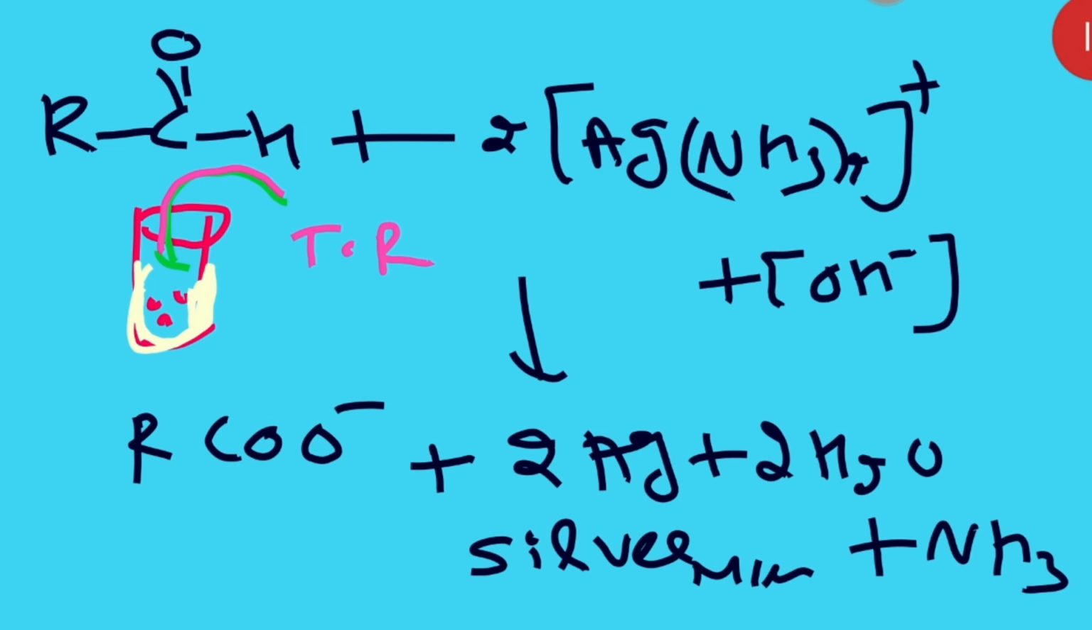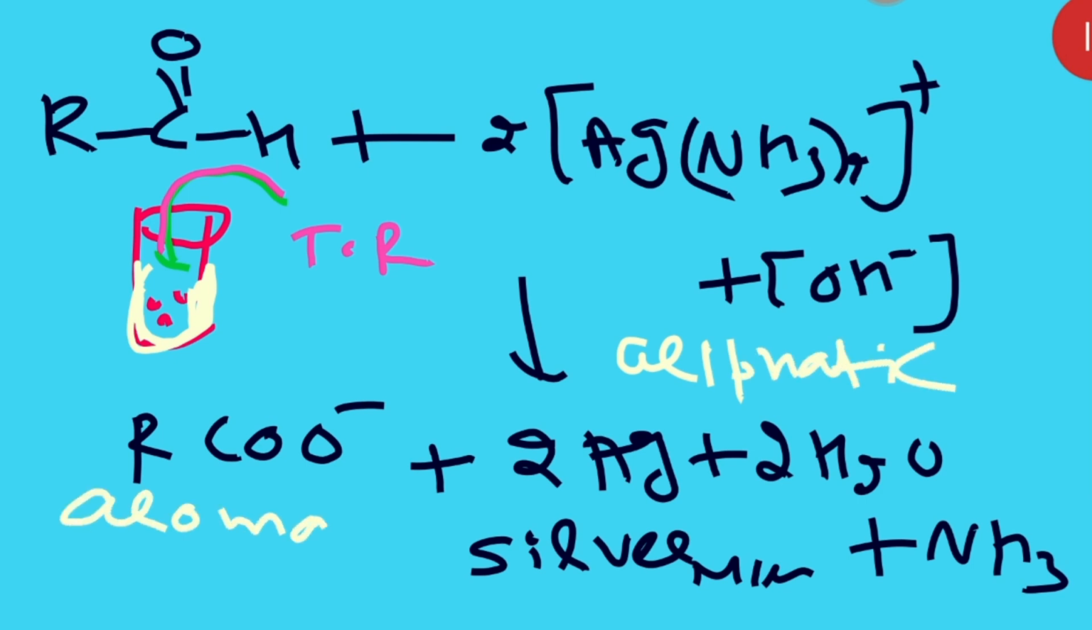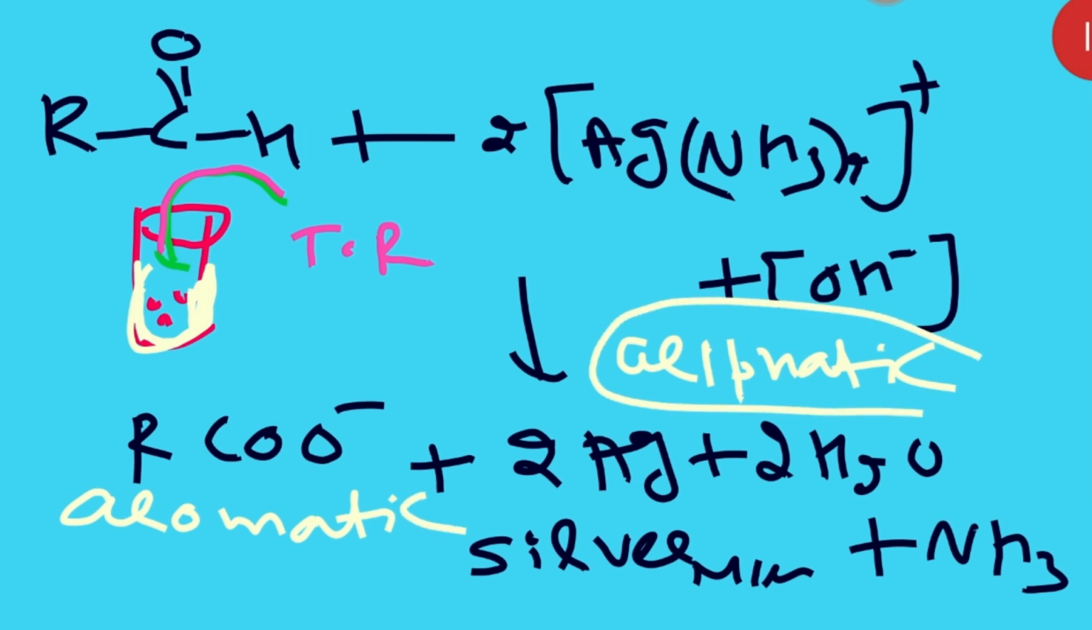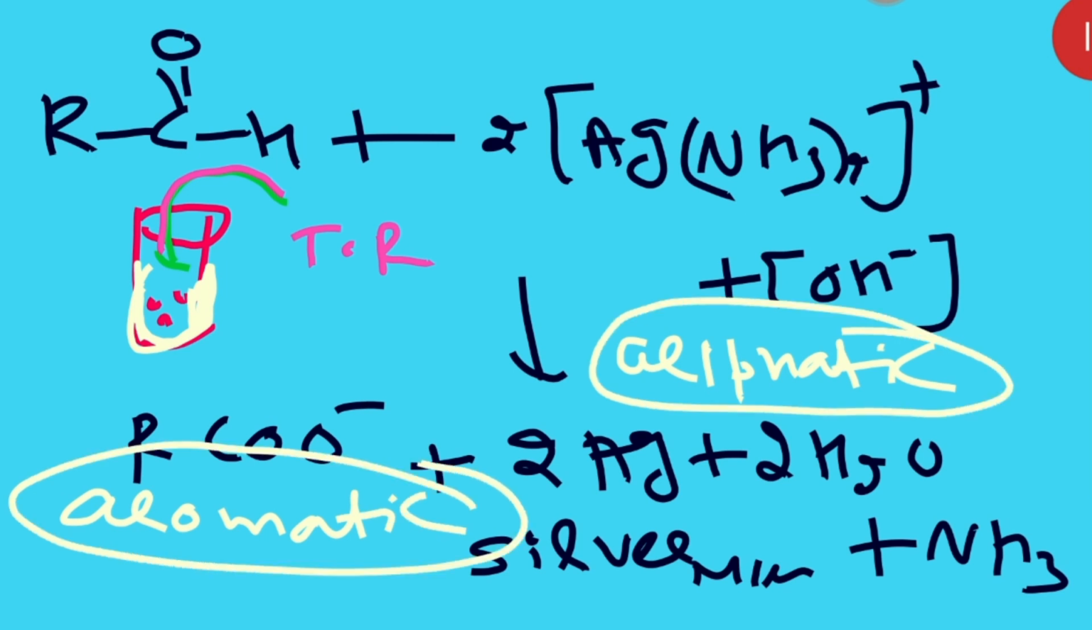And students, just remember, both aliphatic and aromatic aldehydes can give this reaction. Clear? So this was the reaction with the Tollens reagent.